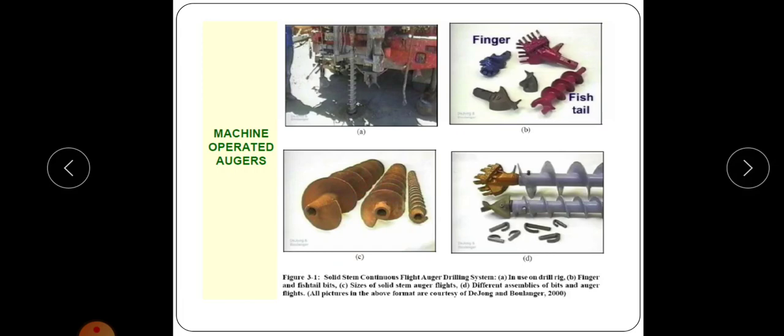The main disadvantage of auger boring is that the soil samples are highly disturbed. Since we are drilling the hole by rotating these hand operated augers, the soil sample will be highly disturbed. Further, it becomes difficult to locate the exact changes in the soil strata. Since it is very much disturbed, we cannot locate the exact changes in the soil strata. This is one of the main disadvantages of auger boring. So this is about auger boring.